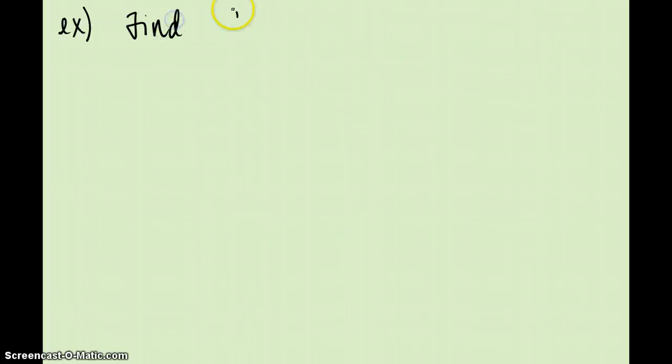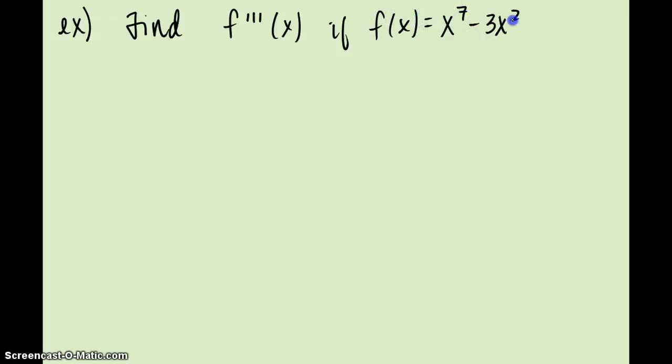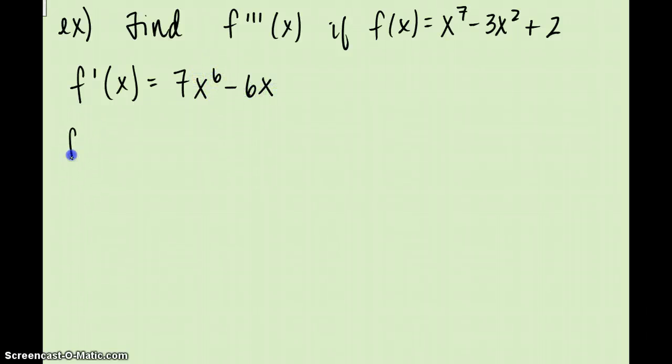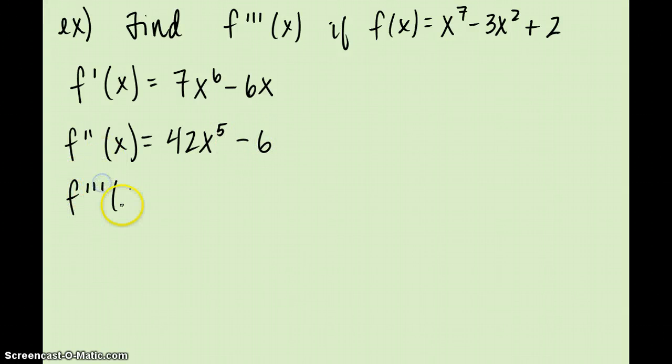Alright, so find f triple prime of x if f of x is equal to x to the 7th minus 3x squared plus 2. In order to get to the third derivative, we have to start with the first. Using the power rule here, 7x to the 6th power minus 6x. The second derivative, we now just take the derivative of the first: 7 times 6, 42x to the 5th power minus 6. And then lastly, the third derivative, 42 times 5, 210x to the 4th minus 0. So not meant to be difficult.